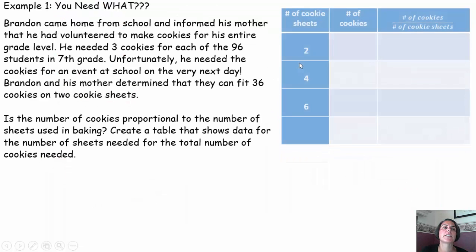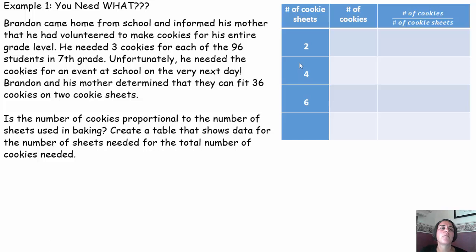Let's take a look at this first example. Brandon came home from school and informed his mother that he had volunteered to make cookies for his entire grade level. He needed 3 cookies for each of the 96 students in 7th grade. Unfortunately, he needed the cookies for an event at school on the very next day. Brandon and his mother determined they can fit 36 cookies on 2 cookie sheets.